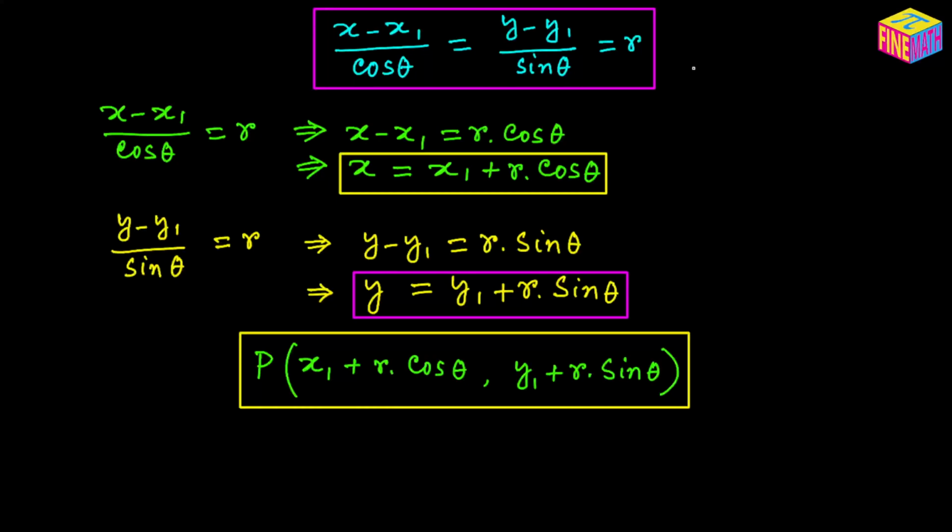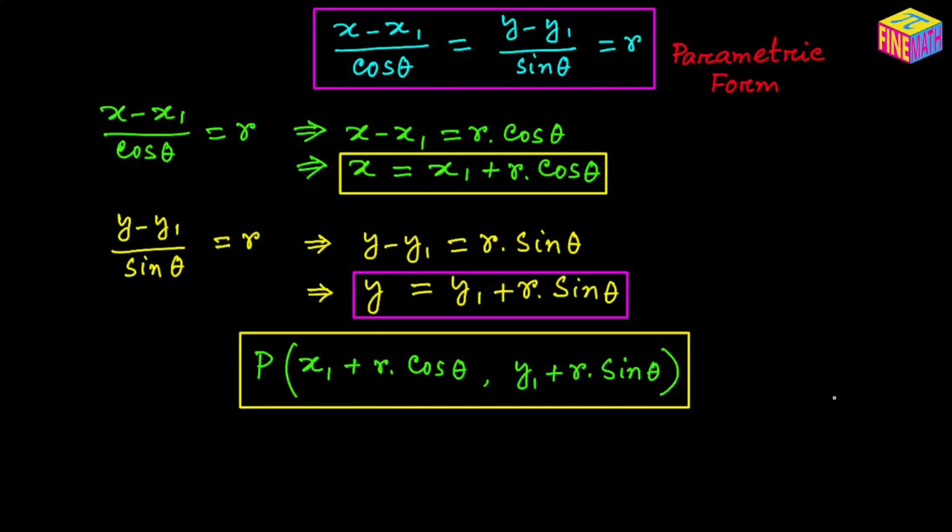And that is why this form up there is called the parametric form of the equation of a straight line, because it has been expressed in terms of r. x sub 1, y sub 1 and theta are given information. However, r is the variable, and that is why that equation is called the parametric form of the equation of a straight line. I hope it is clear up to this point.